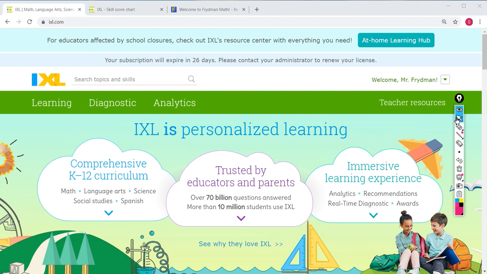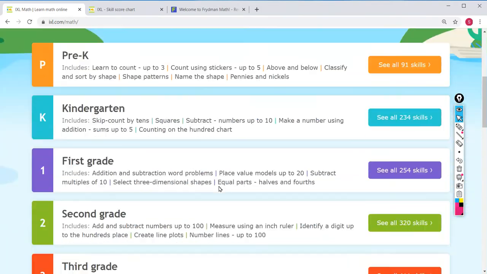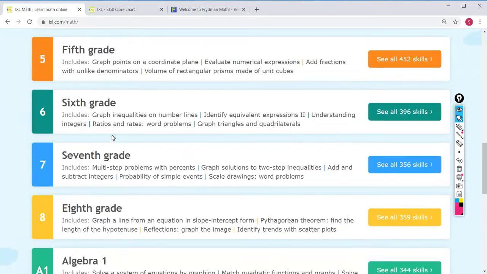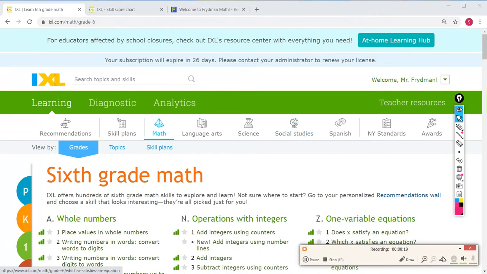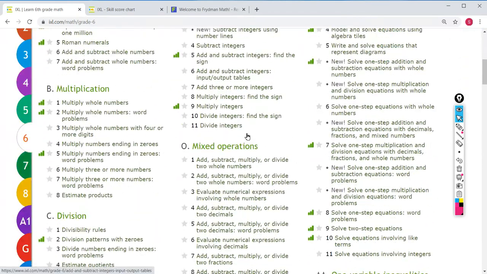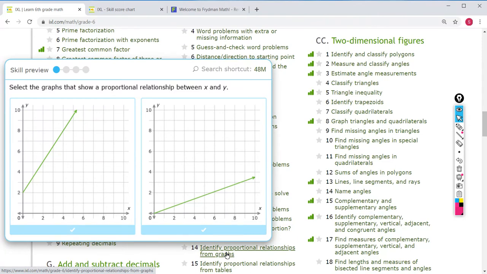Everybody. Let's do IXL 6th grade R14. Go to Learning. Make sure you're on Math. Go down to 6th grade, and then down to R14. Identify proportional relationships from graphs.